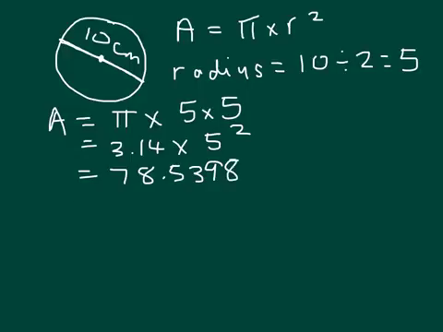That will give us an answer of 78.5398, etc. If we round to one decimal place, basically we've got 78.5. Let's just check the next number to see if we need to round up. That's a 3. Because it's a 3, we don't need to round up. So our final answer will be 78.5 centimetres squared.